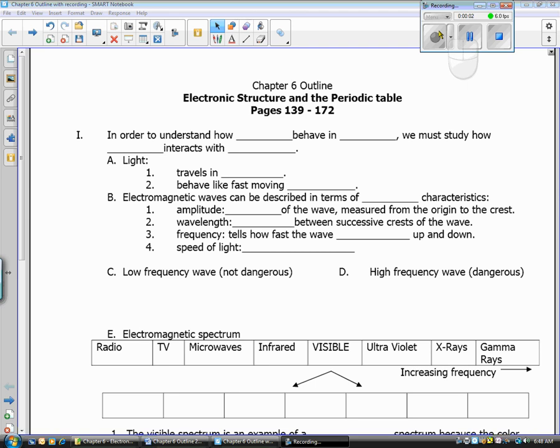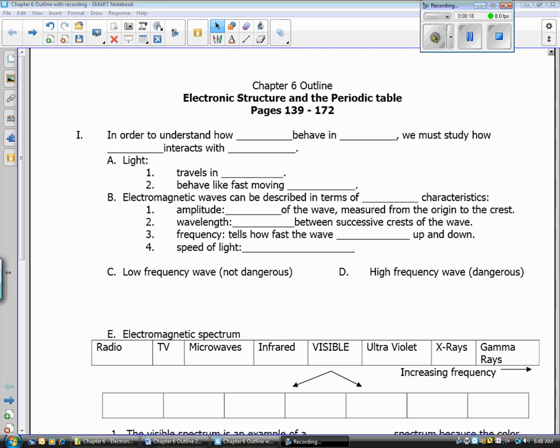All right, in chapter 6, we're going to talk about the electron. If you want to follow along in your book, it's on pages 139 to 172. The electron is very, very important because it's what actually bonds. It's how we get all these compounds that make up our world.